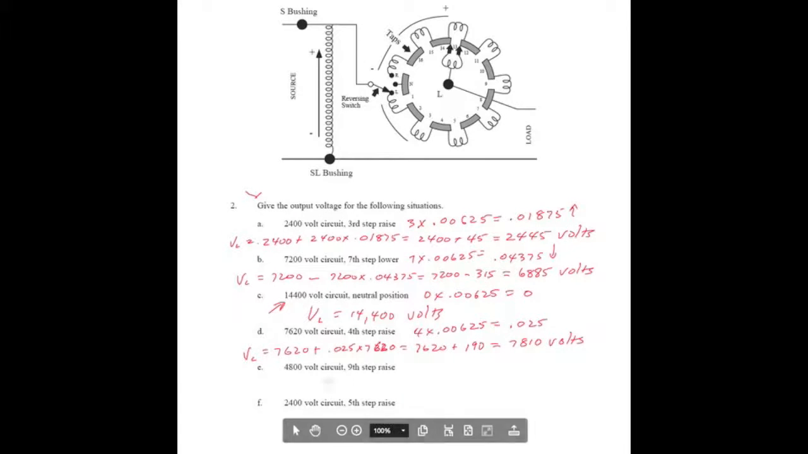In E, we're going to raise 4,800 9 steps, so it's 9 times 0.00625, or 0.05625. So the voltage of the load is going to be 4,800 plus 0.05625 times 4,800, and that's going to be 4,800 plus, let's see here, 270 volts, for a grand total of then 5,070 volts.